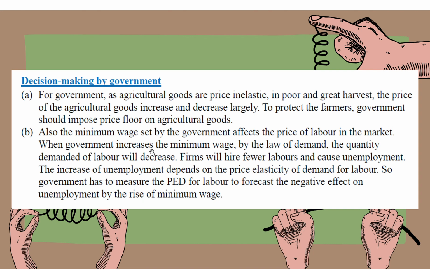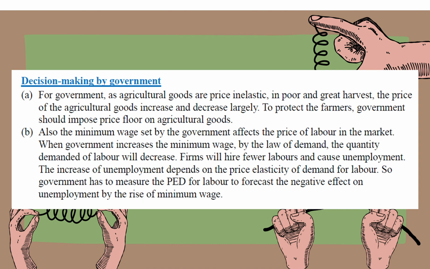So the government increases the minimum wage, but they have to be careful because when they increase the minimum wage, the supply increases, the demand for labor will decrease quickly. Firms will hire fewer laborers, causing unemployment. So when the government wants to protect the labor, they will think about whether it will increase the unemployment rate too much. Depends on the PED, right?